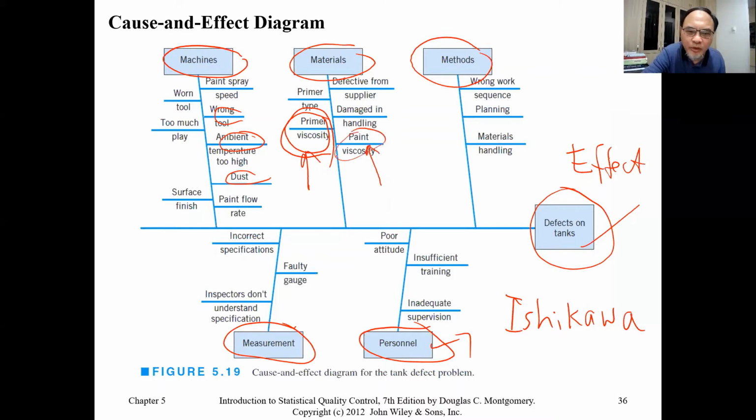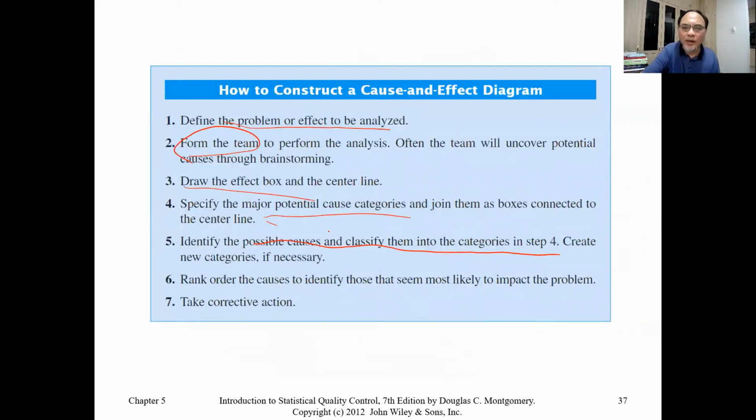For example, paint viscosity. What about paint viscosity that you need to go into the third level? This is the big bone, this is the medium bone, this is the fine, smaller bone. Probably low viscosity. Okay, so that will be actually trying to go to a third level of understanding. And normally, to brainstorm this, we use the 5 why technique.